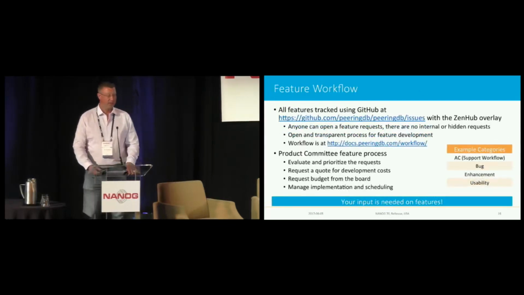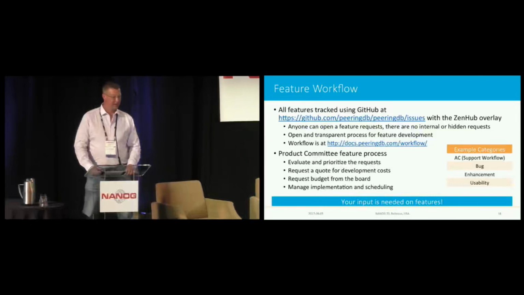So the product team has started to become nice and mature. We now have all issues being tracked on GitHub with a ZenHub overlay. Anyone can request a feature request. There are no internal or hidden requests. Everything's online and public. There's an open and transparent process for feature development.